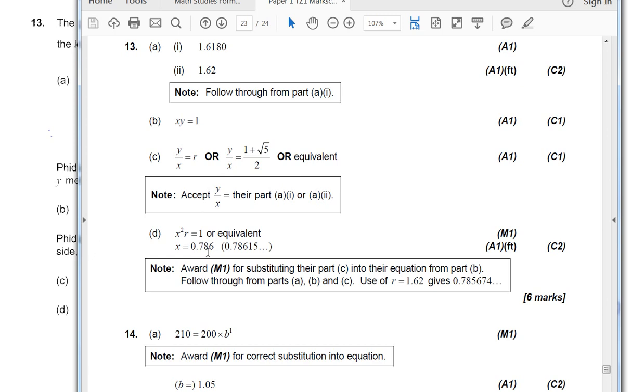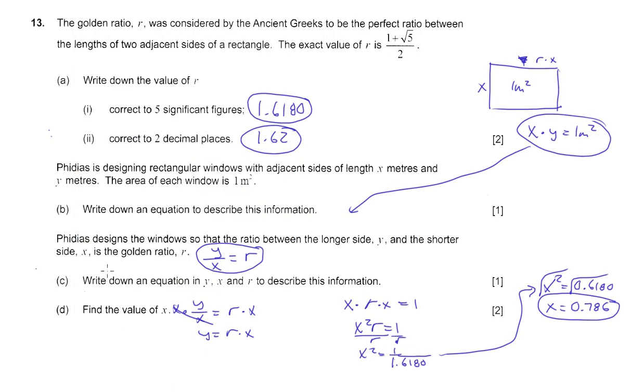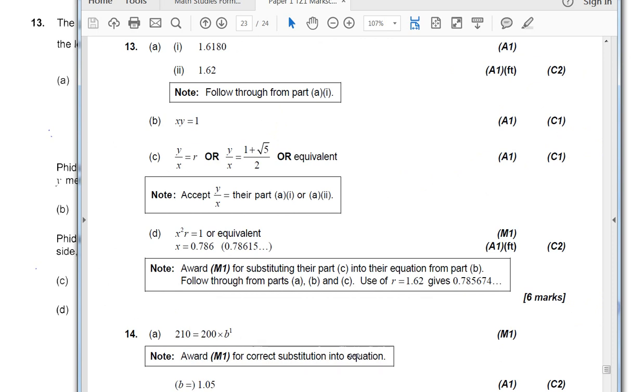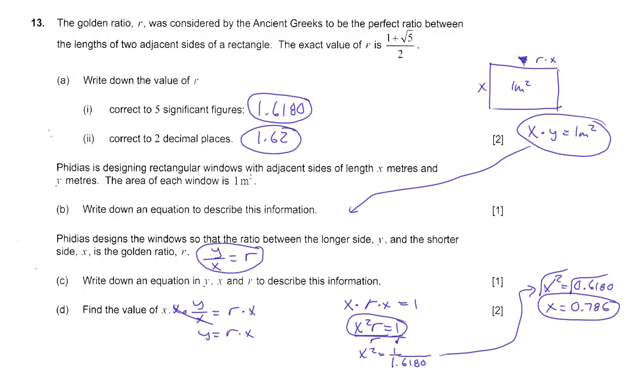And then we solved it and got 0.786. So if you look back at this here, there's our x squared r equals 1, right? And then we solved that and got that x was 0.786, which is exactly what they have here. Okay, all right, on to number 14.